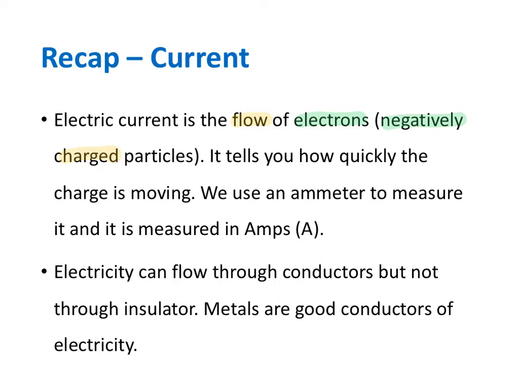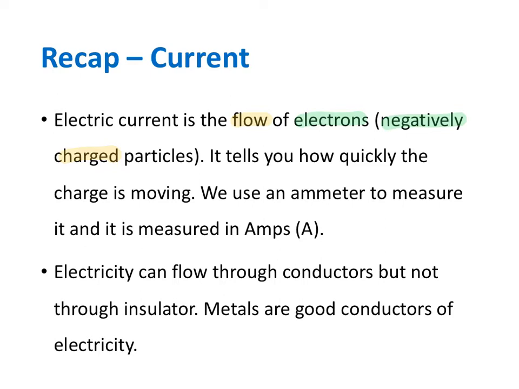Current is a flow of charge. And the size of a current, how large it is in terms of a value, is basically telling us how quickly that charge is moving. So if we have a high value for our current, then we know that the charge is moving very fast. And if we have a low value for our current, we know it's moving more slowly.